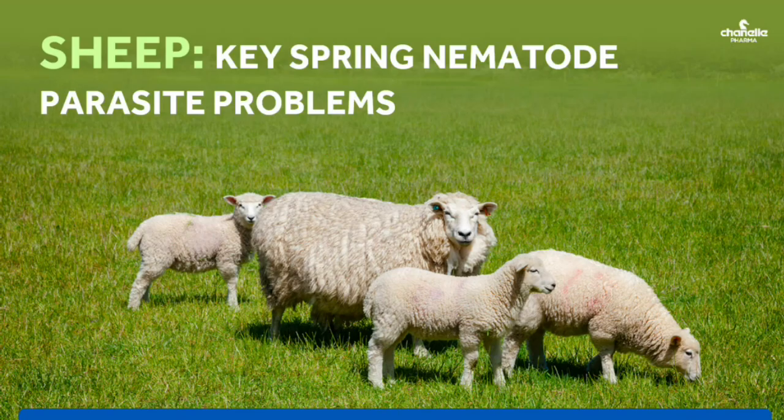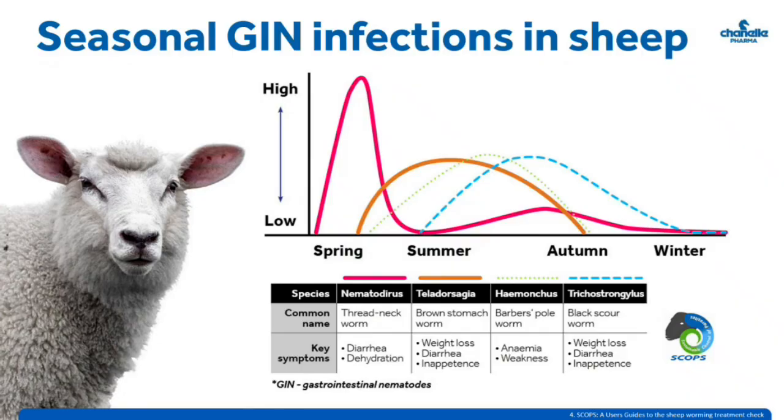Let's go on to look at specific parasites and classes of parasite that affect sheep and cattle in the spring. We're going to begin by considering the nematode parasites, and we'll start by focusing on sheep, as sheep show the biggest potential impact from this type of parasitic disease. As you can see from this graph, Nematodirus, sometimes known as the threadneck worm, is the most significant nematode problem in the spring. Teladorsagia may start to cause an issue in late spring, but it's primarily a worm of the summer.